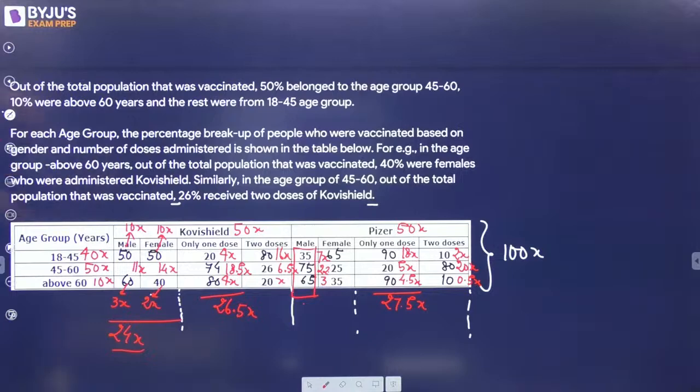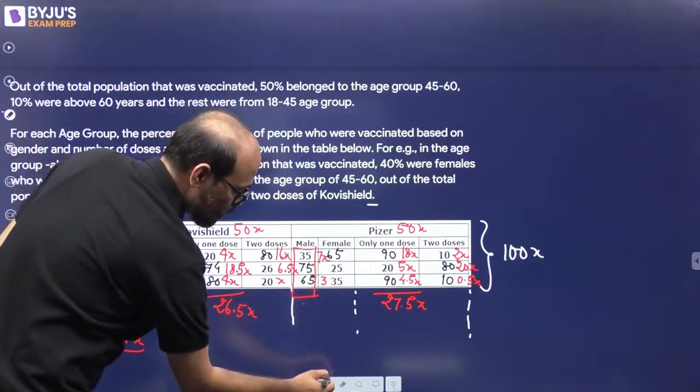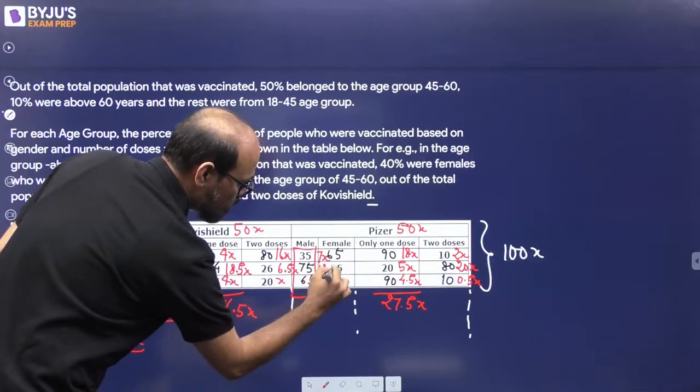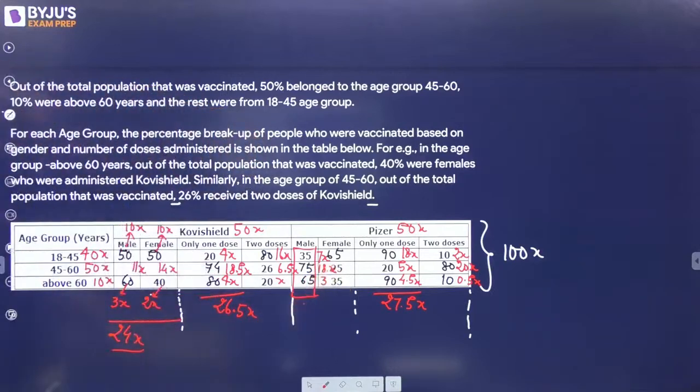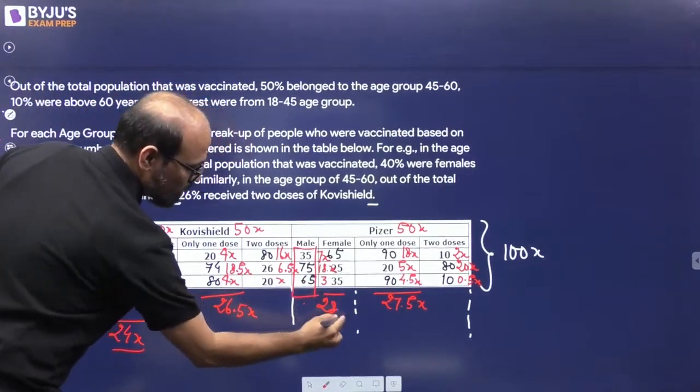35% of 20. That is 7x. No doubt about that. 75% of 25x. It's going to be less than 22, no? 3/4 of 25 is going to be 18 point something. So 18 point some percentage. And then we will have 65% of 5x. So 3 point something. So this is going to give us a total of 28.